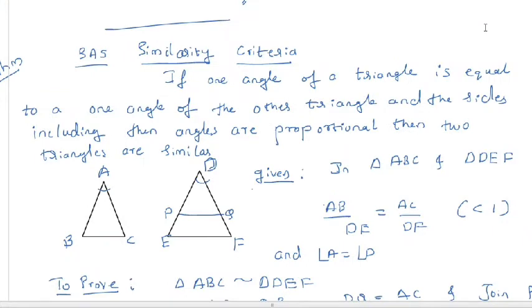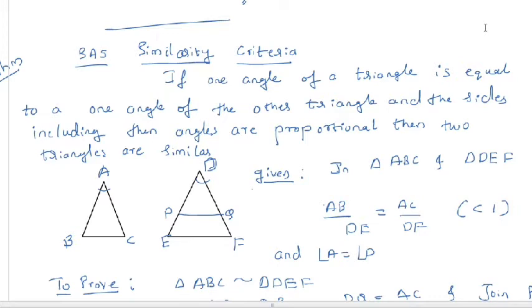The statement is SAS, side angle side. Here two sides are proportional and one angle is equal. If one angle of a triangle is equal to one angle of the other triangle and the sides including these angles are proportional, then the two triangles are similar. So, here I have drawn the diagram.